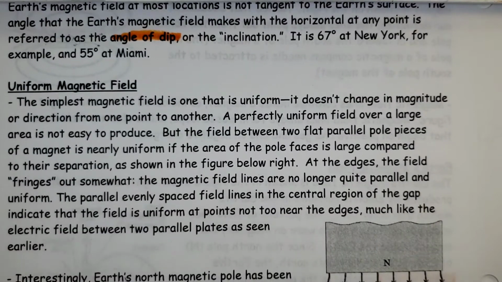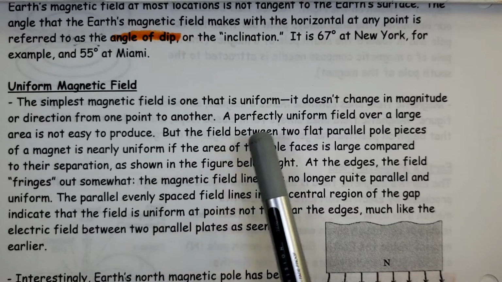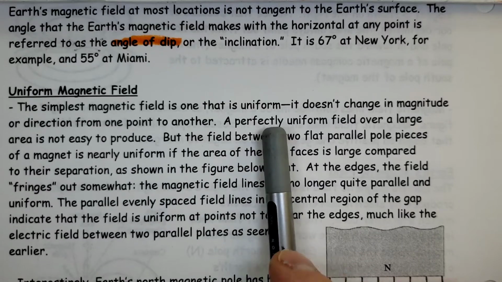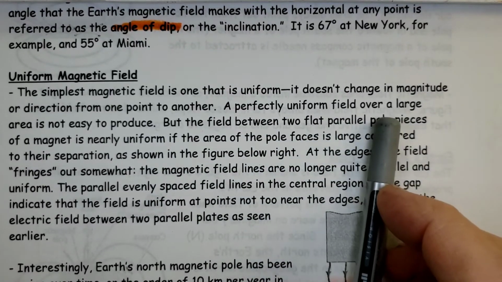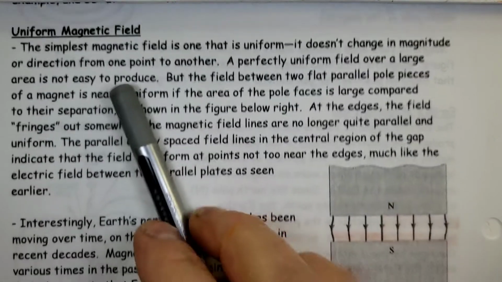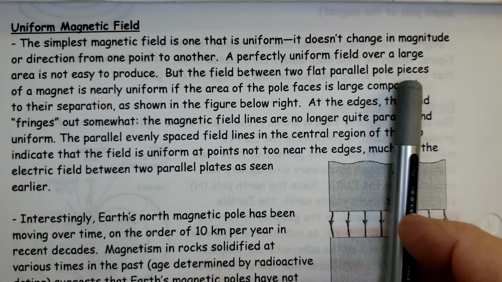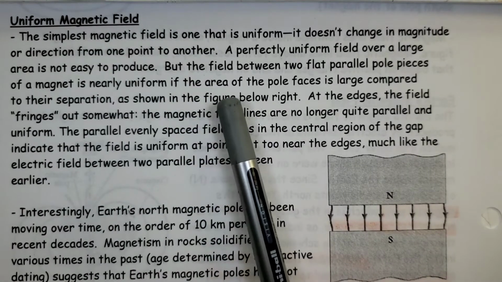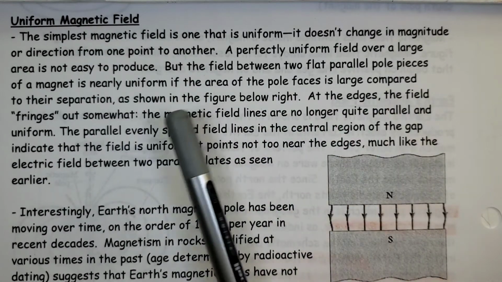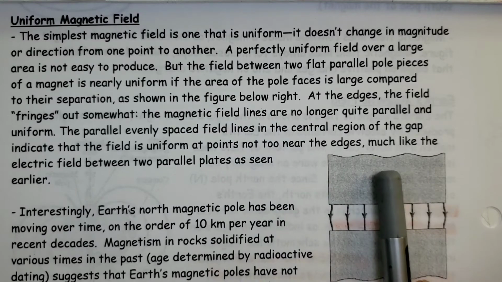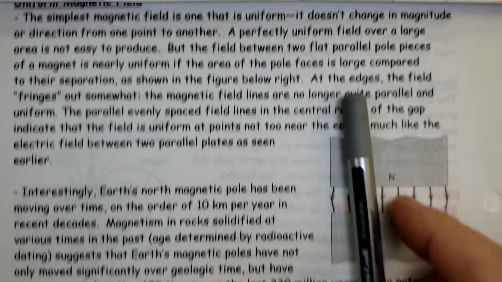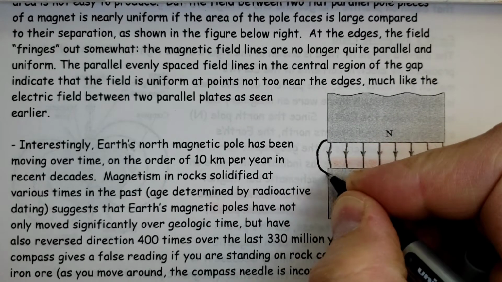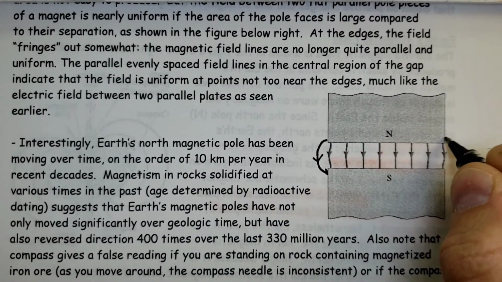Lastly here, uniform magnetic field. The simplest magnetic field is one that is uniform. It doesn't change in magnitude or direction from one point to another. A perfectly uniform field over a large area is not easy to produce, but the field between two flat parallel pole pieces of a magnet is nearly uniform if the area of the pole faces is large compared to the separation, as shown in the figure right here. At the edges, just like we looked at with electric charges, it would fringe outward like that.